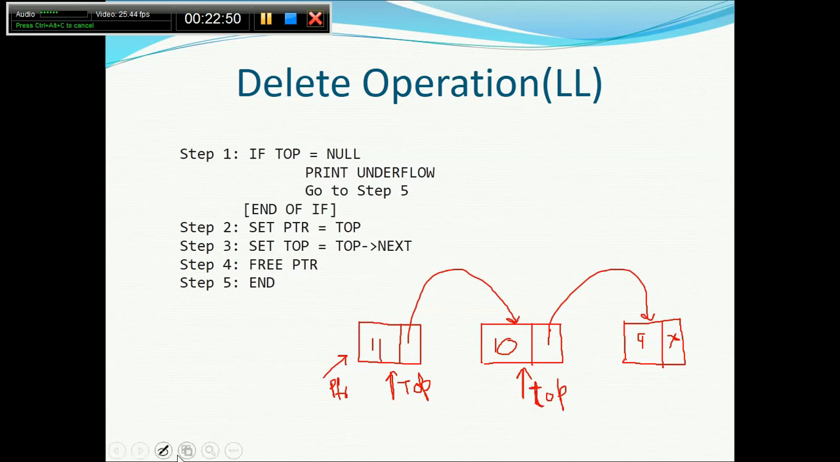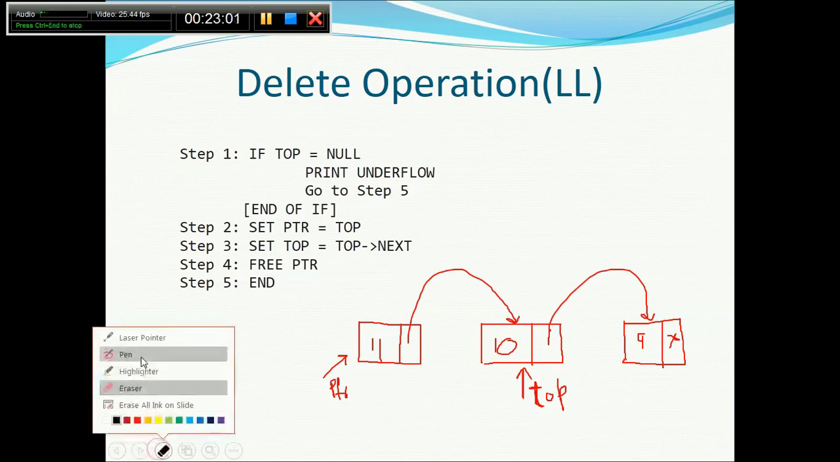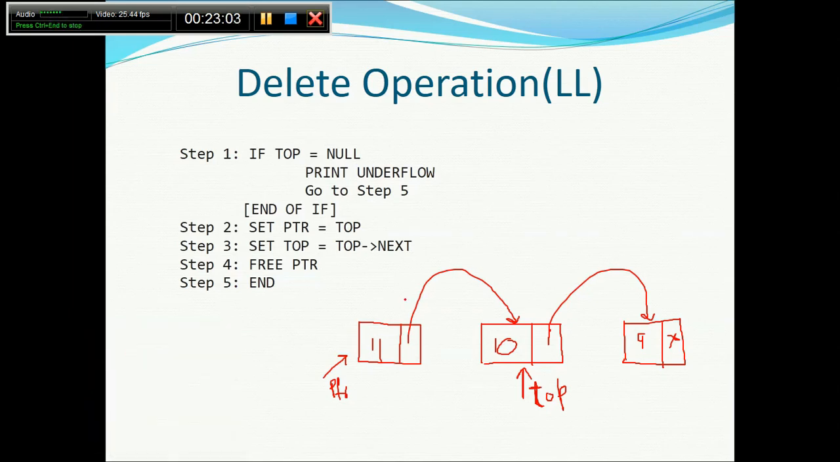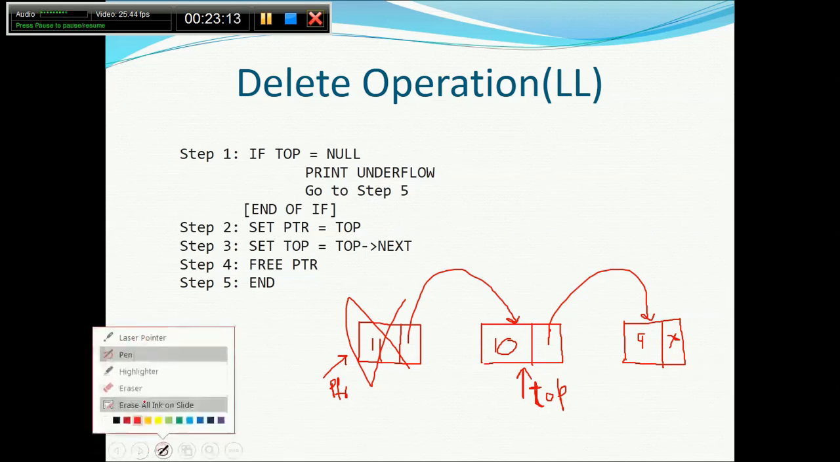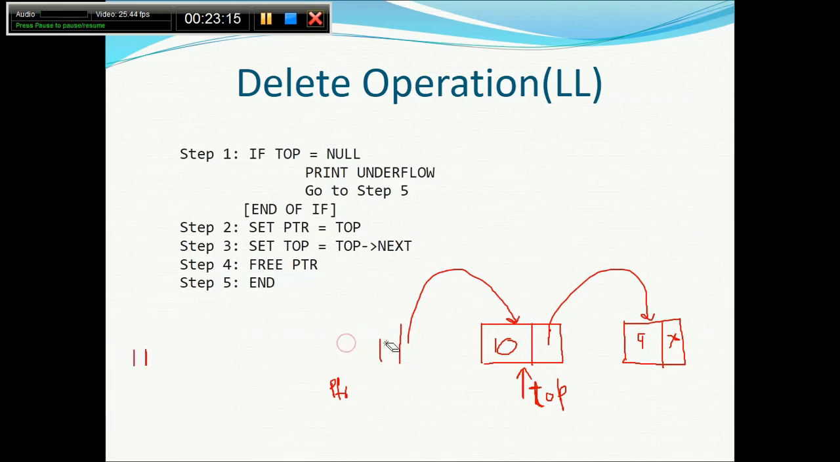Okay, now, fine. So after this, step number 2, step number 3 done. It says free PTR. This means it is deleting this node. But delete this node, what will happen? 11 has been deleted. So it is as per expectation, it is working fine. So after deletion, what are the remaining? We will try to see. Okay, so this is the case.